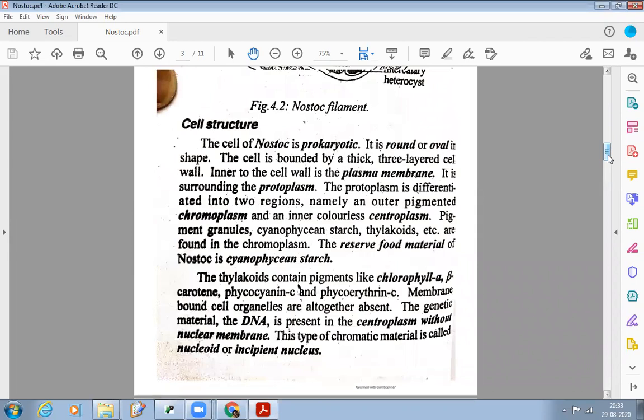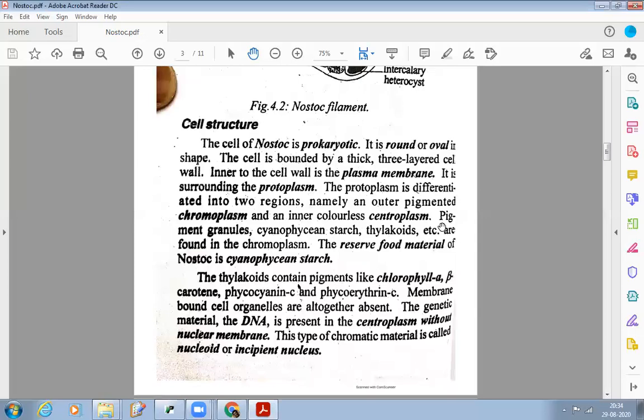It is a prokaryotic cell, round or oval in shape. The cells are bounded by a thick three-layered cell wall. Inner to the cell wall is the plasma membrane, which is surrounding the protoplasm. The protoplasm is differentiated into two regions, namely the outer pigmented chromoplasm and the inner colorless centroplasm.